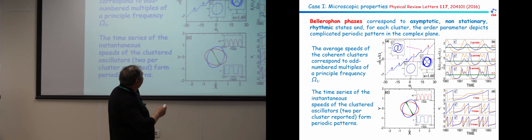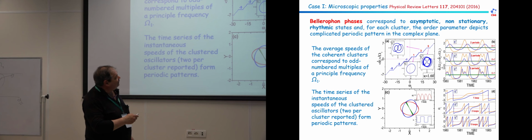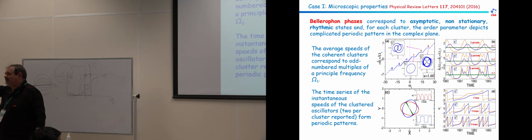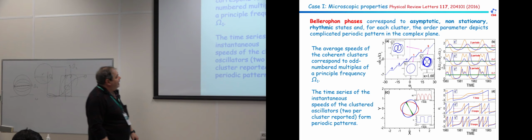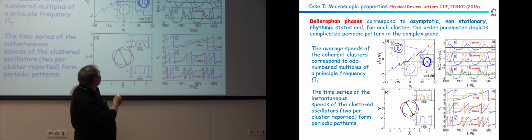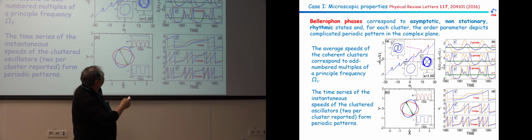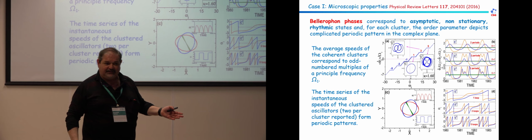In cluster 3, I have a very nice period 3 limit cycle. In cluster 5, I have a very nice period 5 limit cycle, and so on and so forth. So I have all these odd-numbered period limit cycles. And this is obviously represented by the temporal frequency. So if I take two elements of this cluster and I report their frequency, you see they are not locked, but they are periodic in time. They are periodic in time with different shift, but they are periodic in time.